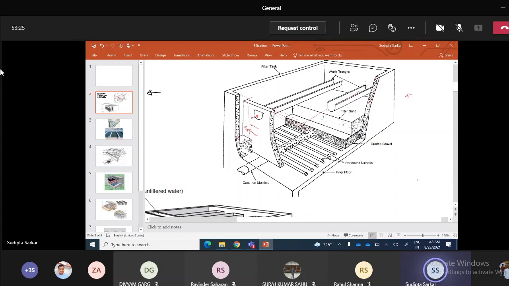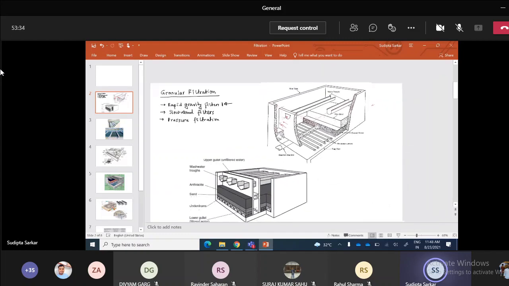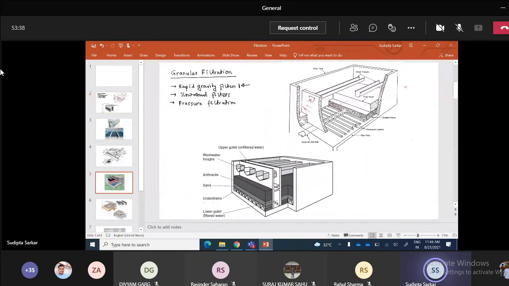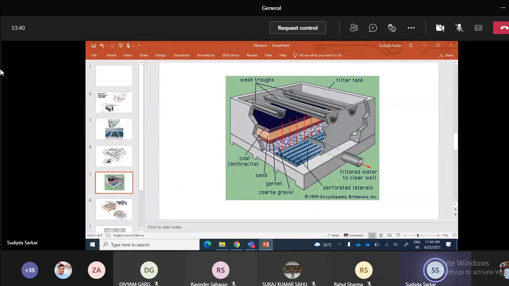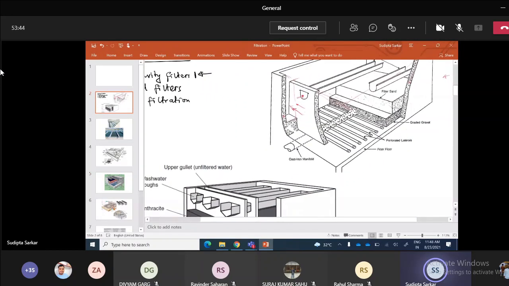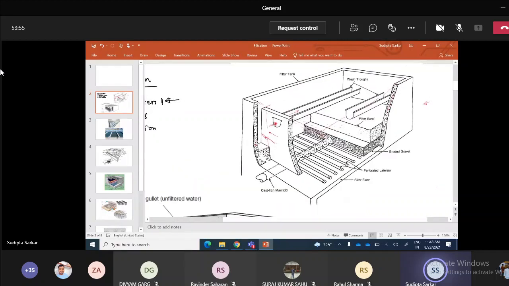Okay, so if this is the passage of water, then water will actually come from outside. Let me show if I have a diagram. Okay, I don't have that diagram. Anyway, so if the water comes through this passage like this, the water now has to flow. There is no way other than flowing in this trough.